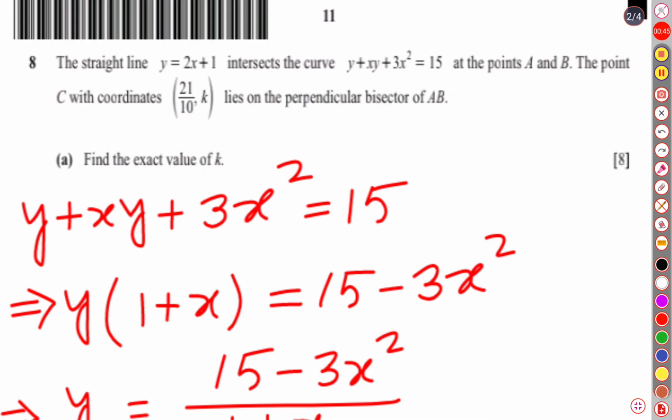The question is: the straight line y equal to 2x plus 1 intersects the curve y plus xy plus 3x squared equal to 15 at the points A and B. The point C with coordinates 21 over 10, k lies on the perpendicular bisector of AB. So here there is a lot of information together. First, there is a curve, and this curve is intersected by the straight line at the points A and B.